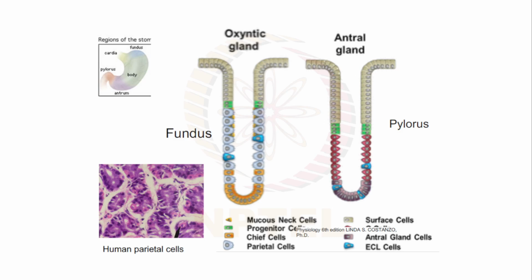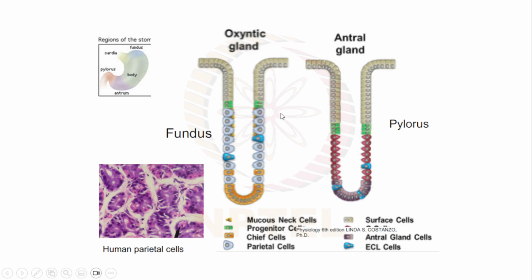Let's see what are the different types of cells present there. The oxyntic glands are present in the fundus part. The antral glands are present in the pylorus part, as we have seen right now. The different types of cells present are the parietal cells. If you can see, there are parietal cells in the oxyntic gland, but there are no parietal cells in the antral glands. Then there are chief cells, which are present again in the oxyntic glands.